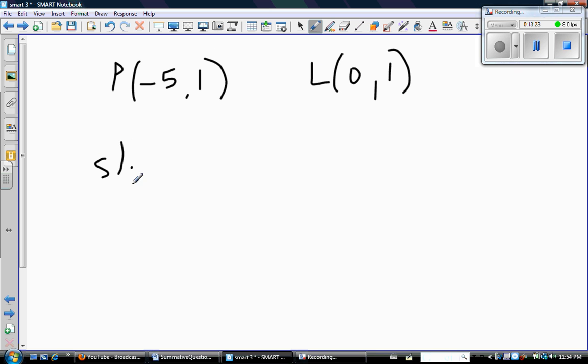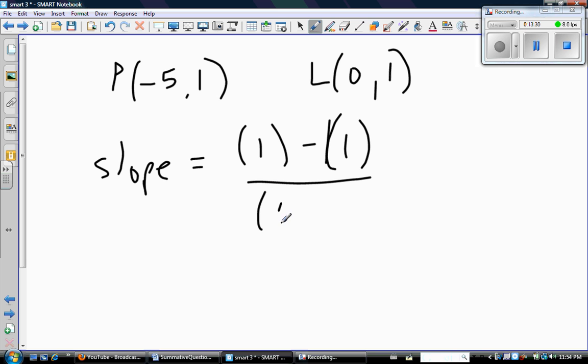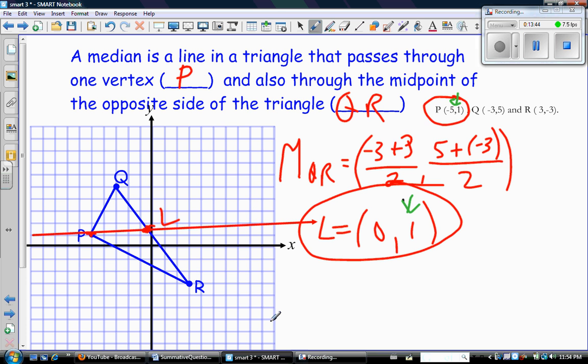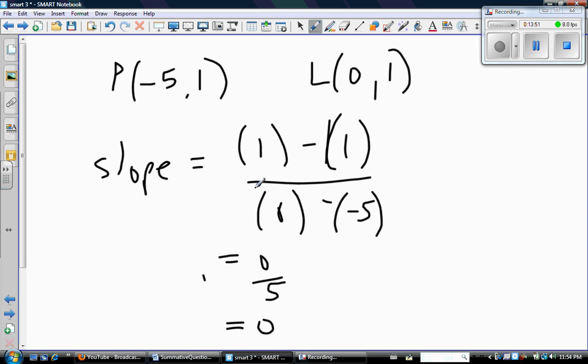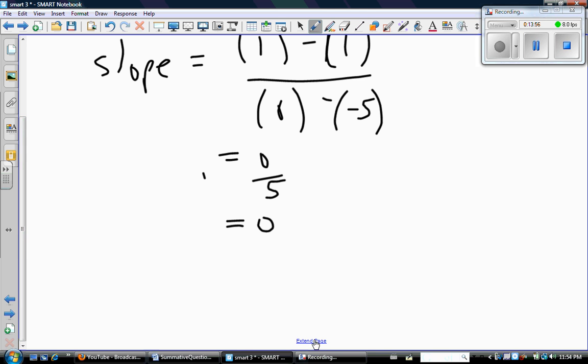And if I try to find slope, y2 minus y1 over x2 minus x1, I get a slope of 0 over 5, which is a slope of 0. Now, hopefully you remember, slope of 0 means this is a horizontal line. I could adjust this and make it look perfect, but it's pretty close to a horizontal line even in my messy diagram. So a slope of 0 is a horizontal line.